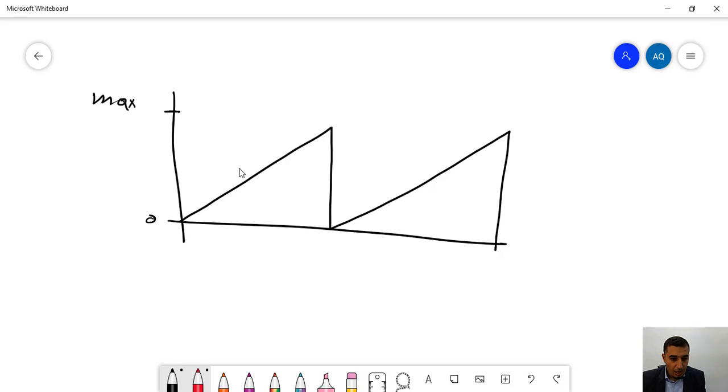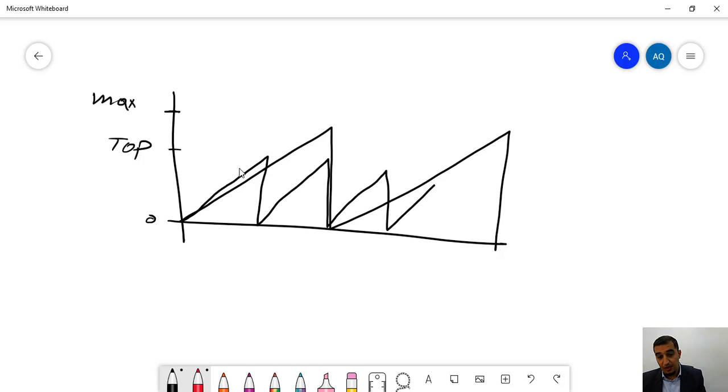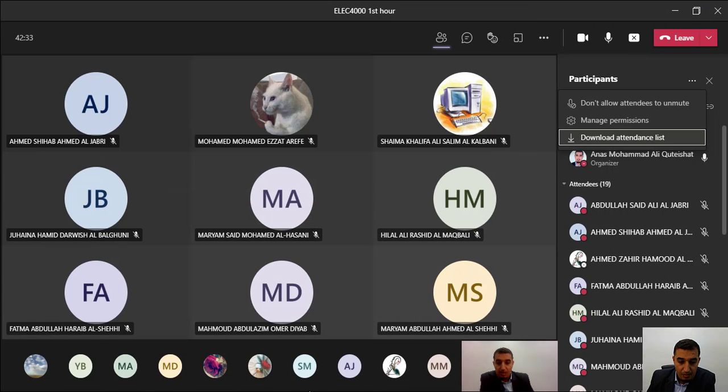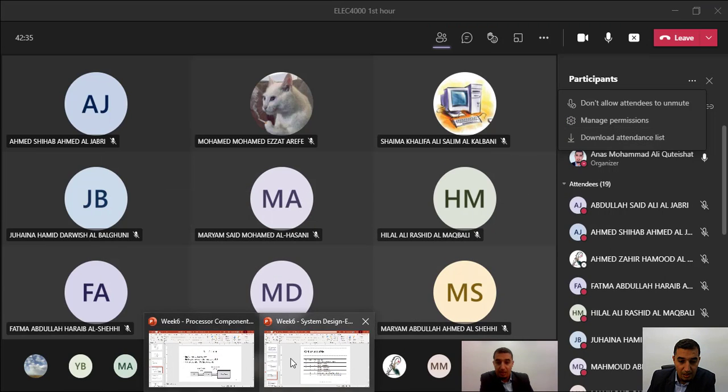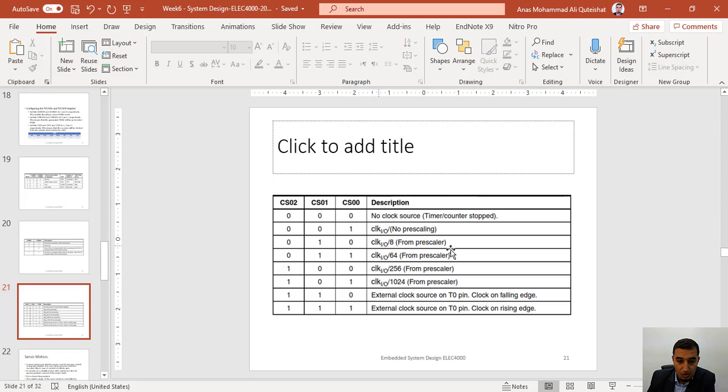We did not add a top, because if I add a top, which we are going to talk about later on, my timer and counter will be having different frequencies. But for now, the only way to control the frequency is by simply controlling the divider values over here. It's either the clock divided by 8, 64, 256, or 1024.